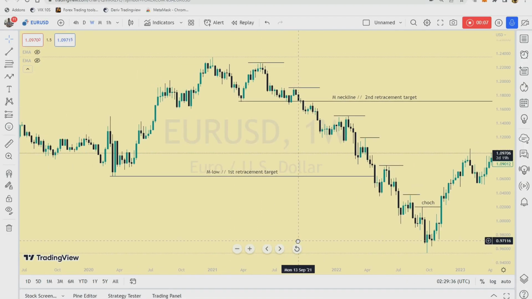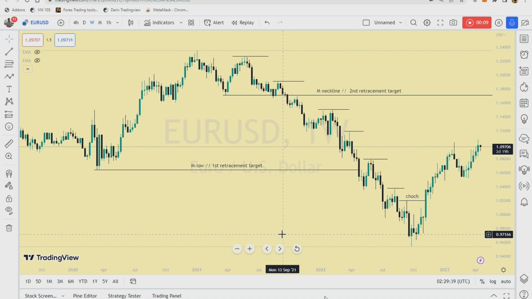Today we are taking a look at long-term multi-time frame analysis on EUR/USD, and we'll be using the weekly and the daily chart to do this particular analysis. We'll also go into our COT report to look at how commercials and non-commercials are positioned in the market.